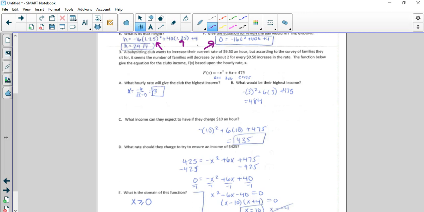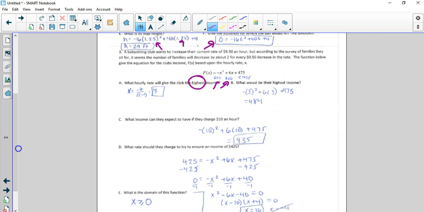It's a negative parabola, negative x squared. a is negative 1, b is 6, c is 475. When will they get their highest income? So again, as soon as you see highest or lowest, you know it's the vertex. So it's the opposite of b over 2a. Negative 6 over 2 times negative 1 is 3. So $3 an hour will be the maximum.